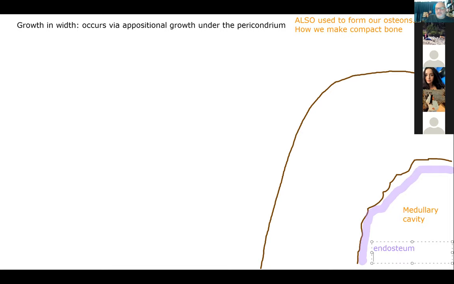And remind me again, what type of tissue is that endosteum? Connective tissue, excellent. And we know it houses our mesenchymal cells, and we also know it houses some osteoclasts.